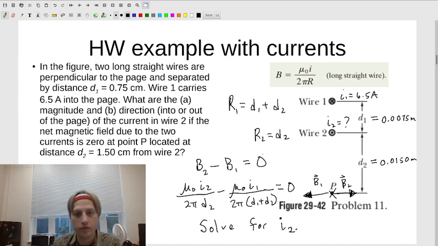Okay, so I'll let you do the rest of that homework problem on your own, but notice that I have values for all the rest of these. I have values for mu naught. Mu naught is just that 4 pi times 10 to the minus 7th teslas times meters per amp. D2 is a distance, D1 is a distance, I1 is a current, and then I2 is the current that you're going to have to solve for. We already figured out that it's going to be coming out of the page.